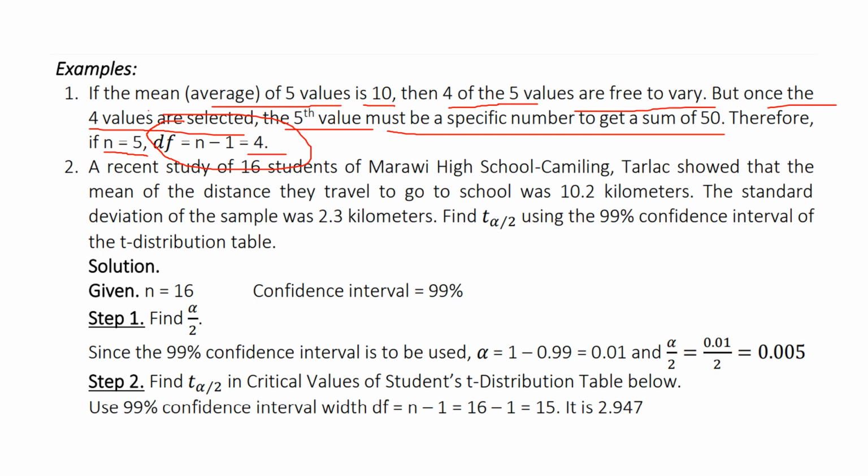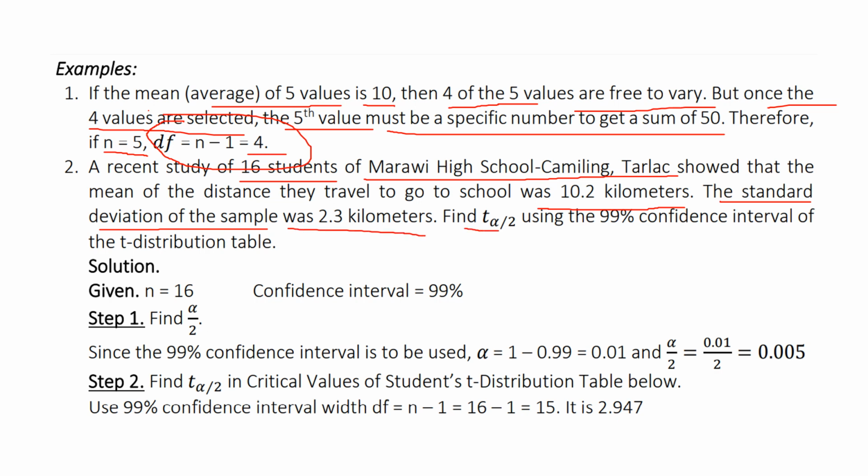Then for number 2: a recent study of 16 students of Marami High School, Camiling, Tarlac, showed that the mean of the distance they traveled to go to school was 10.2 kilometers. The standard deviation of the sample was 2.3 kilometers.